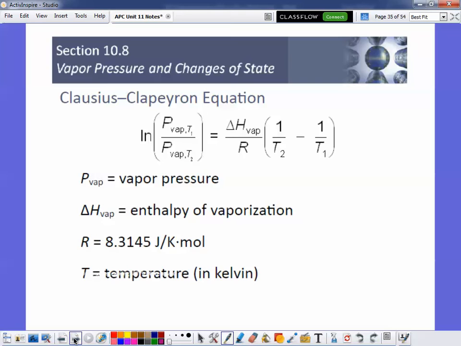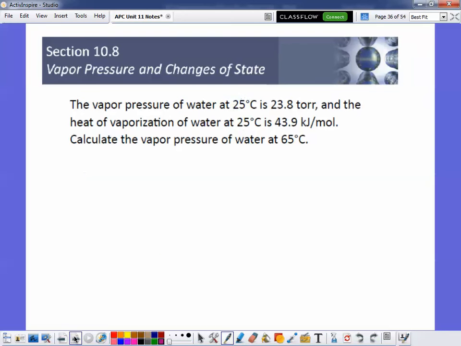So we're going to do one example with this, just to show how we can manipulate this formula. Please note that you have to use the joules R because we're doing something with energy, and temperature always needs to be in Kelvin. The vapor pressure of water at 25 degrees Celsius is 23.8 torr, and the heat of vaporization of water at 25 degrees Celsius is 43.9 kilojoules per mole. Calculate the vapor pressure of water at 65 degrees Celsius.